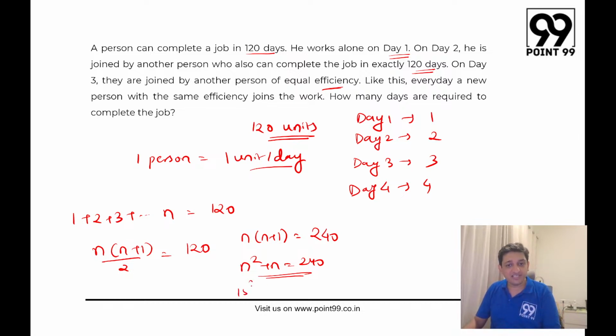So we can try for 15 square plus 15. 15 square is 225 plus 15 will give us 240. ठीक है। So यहाँ पे 240 मिल जाएगा अगर n को हम 15 लेते हैं। So how many days will it take for them to finish the job?